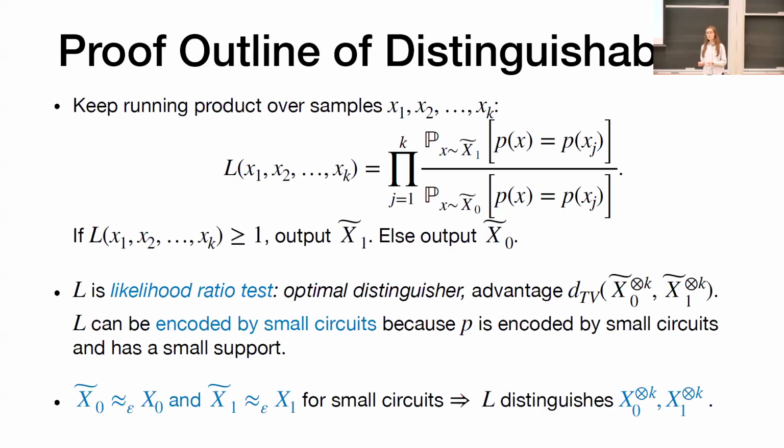Finally, we cared about distinguishing x0 and x1, and this is where we go back to the multi-calibration theorem. The multi-calibration theorem gave us random variables x0 tilde and x1 tilde that were epsilon indistinguishable from x0 and x1 for small circuits. So if we have a distinguisher for the tilde variables, we have one for the original variables up to some small epsilon loss.